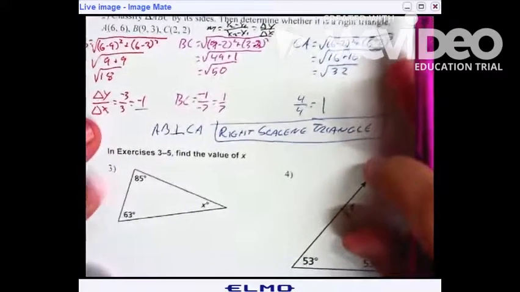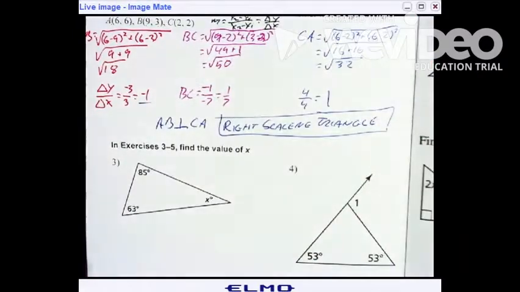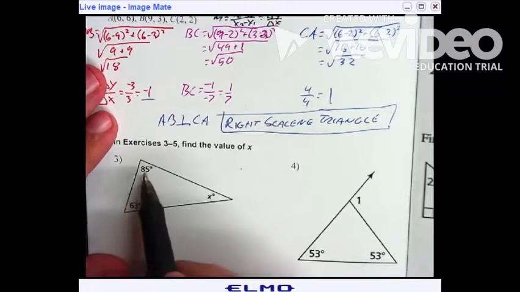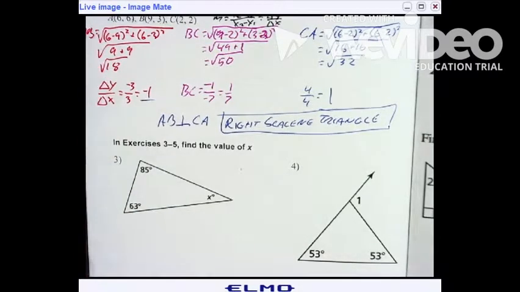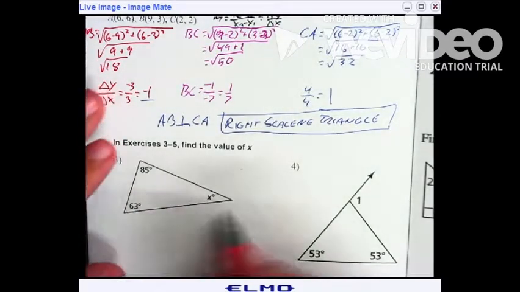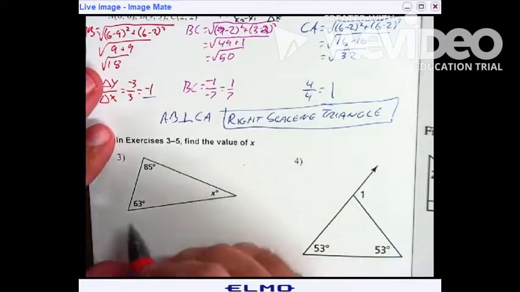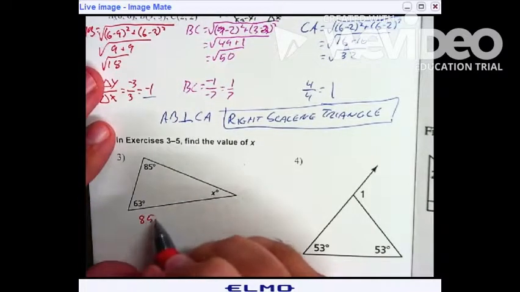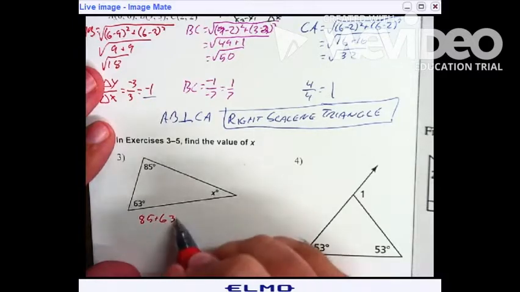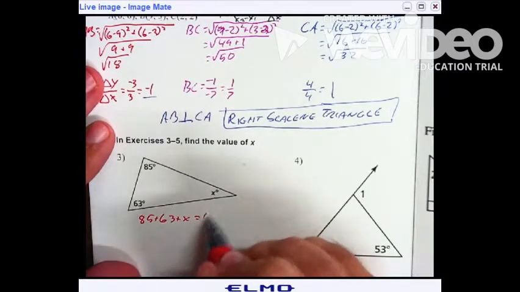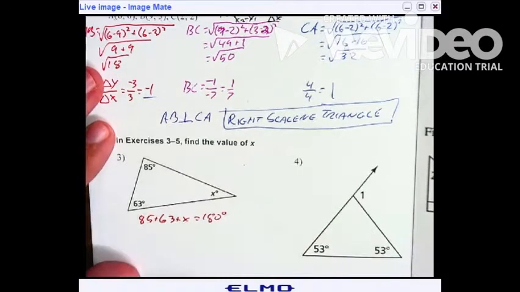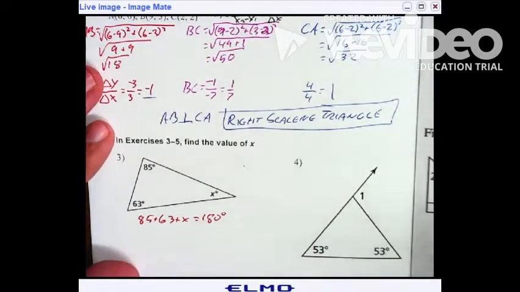So let's open this up. Let's take a look at this. This won't take us very long, hopefully. Number 3, we want to find the value of x. Well, let's see. We have our three angles here, we know that all three of these together are going to add up to 180 degrees. So 85 plus 63 plus x equals 180 degrees because of the triangle sum theorem.